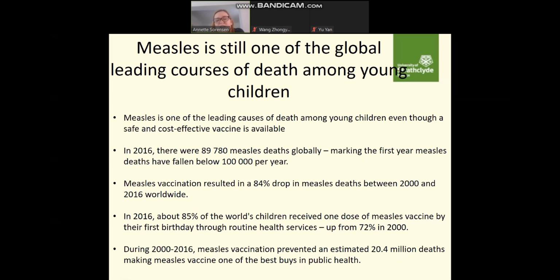Now, between 2000 and 2016, measles vaccination worldwide led to an 84% drop in deaths caused by this virus. 85% of all children in the world in 2016 had received at least one dose of the measles vaccine by their first birthday, and that is really through routine health vaccination programs.